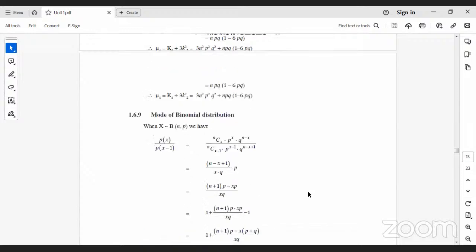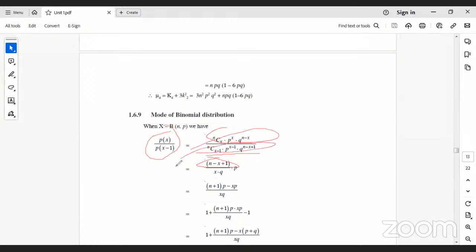Mode of binomial distribution we have to do here. So P(x)/P(x−1) equals nCx p^x q^(n−x) divided by nC(x−1) p^(x−1) q^(n−x+1). So see here, we are doing this, so nCx p^x q^(n−x). This condition may be written as (n − x + 1), and in the denominator part, that is x into q. So we are just simplifying that, n − x + 1, that is ((n + 1)p − xp)/xq.